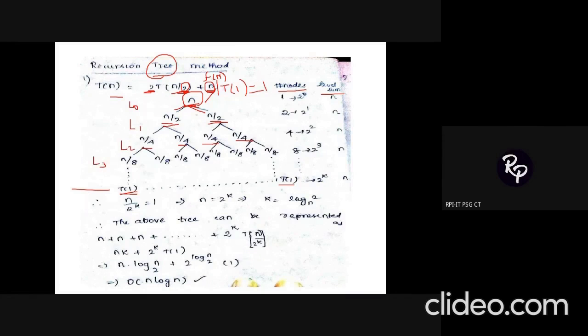So for level 0, when you count the number of nodes, I have only one node. So the number of nodes is equal to 1. When you look into level 1, the number of nodes is equal to 2. In the next level, the number of nodes is equal to 4. The next level goes on to 8, and in the next level it will be 16. And this procedure goes on.